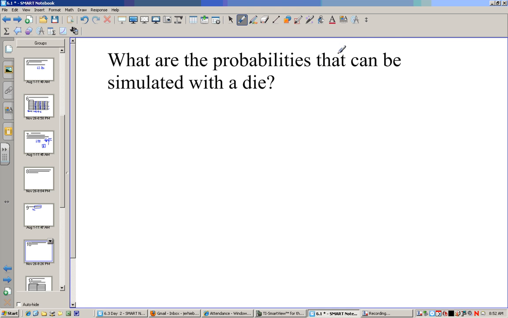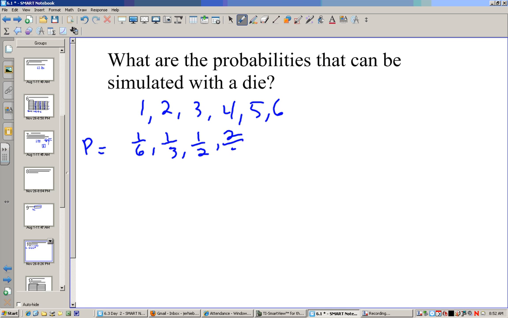What are the probabilities that can be simulated with one die? Well, we could have 1, 2, 3, 4, 5, and 6. So we could do 1/6 probability. The probabilities could be 1/6, 2/6, which is 1/3, 3 out of 6, which is 1/2, 4 out of 6, which is 2/3, 5 out of 6, which is just 5/6, or 6/6, which is 1.